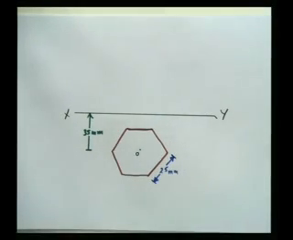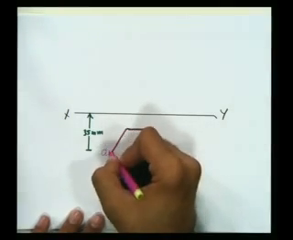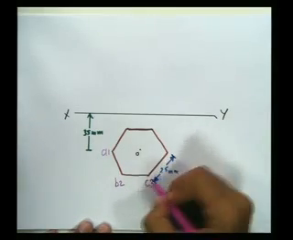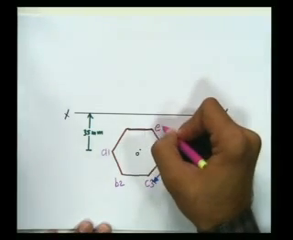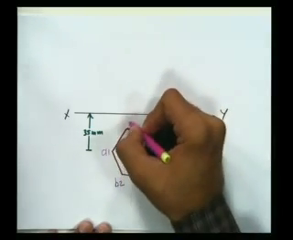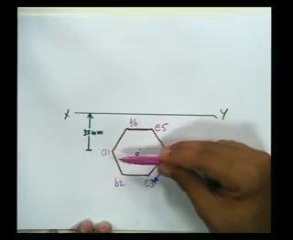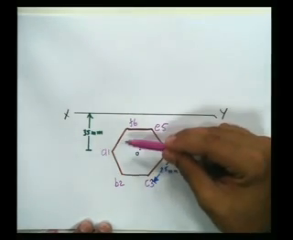Now what I have to do next is extend my projectors. First of all, I'll mark them. I'll start from here and mark them A1. This is B2, C3, D4, E5 and F6. So I marked all the edges: this is A1, this is B2, this is C3, this is D4, this is E5 and this is F6.